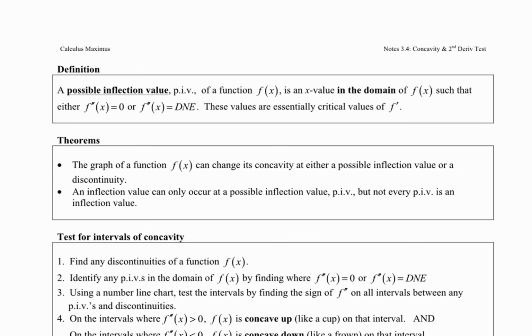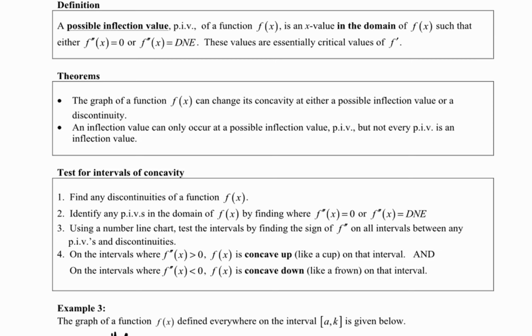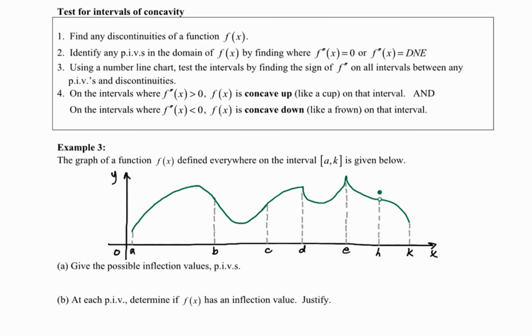A possible inflection value, or we'll just call it PIV, is an x value in the domain, that's important, such that the second derivative is 0 or undefined. If we look at this function, we're looking for possible inflection values. Where does the concavity possibly change? That would be at B, C. It goes from concave up like a cup to concave down like a frown.